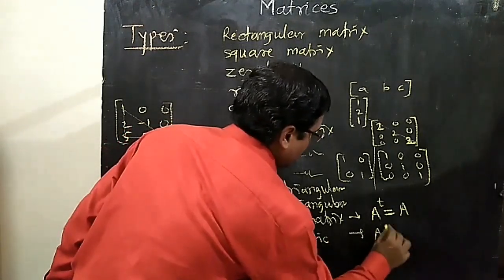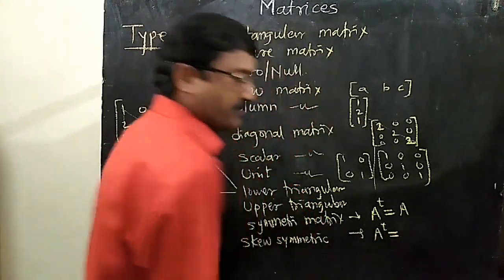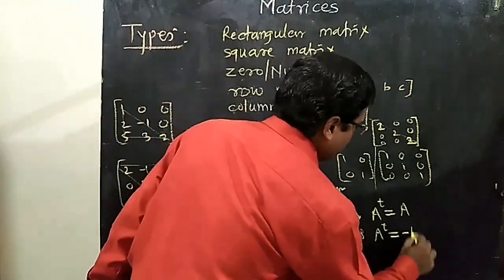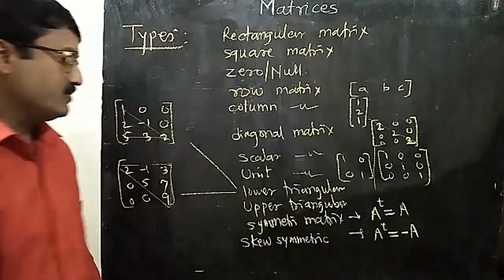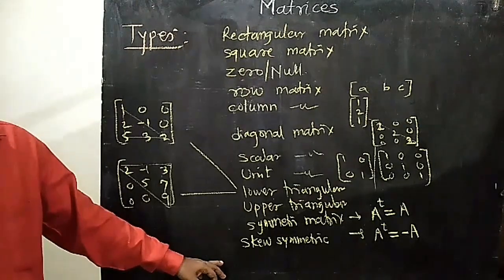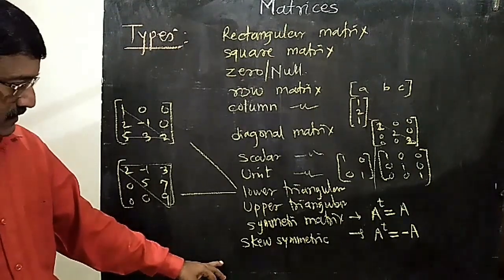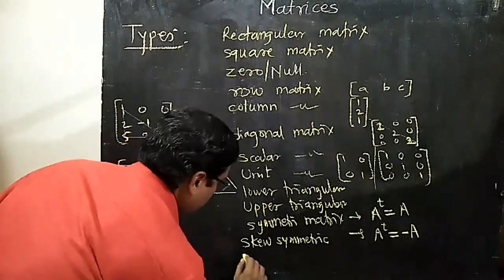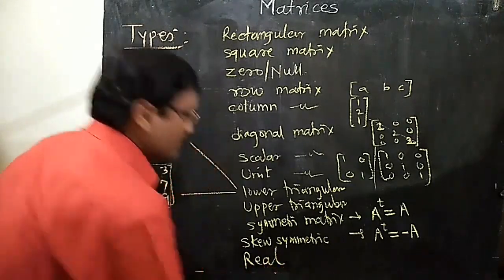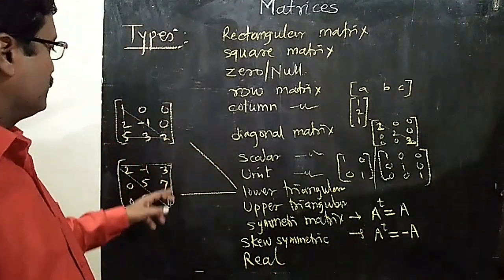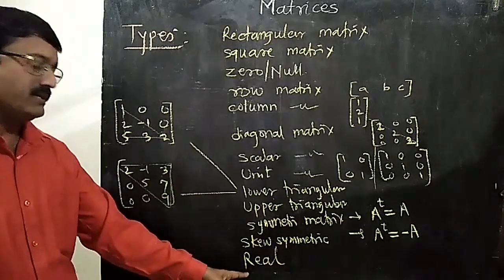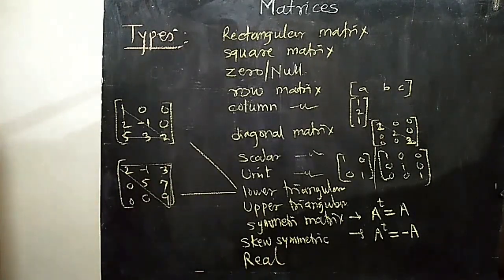In this case, if we obtain the transpose of that matrix and it is equal to the negative of that matrix, then that matrix is said to be a skew symmetric matrix. Then a real matrix: obviously the word itself suggests that if the elements of the matrix are real numbers, then that matrix is said to be a real matrix.